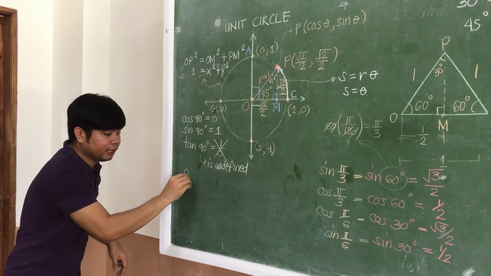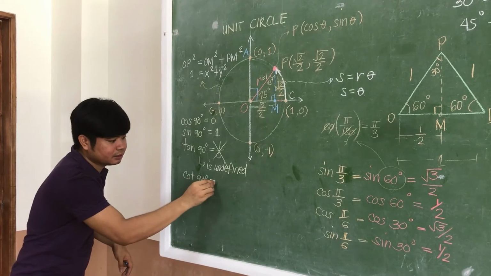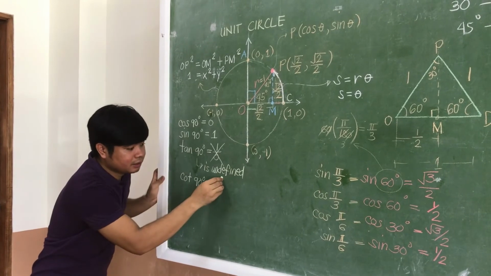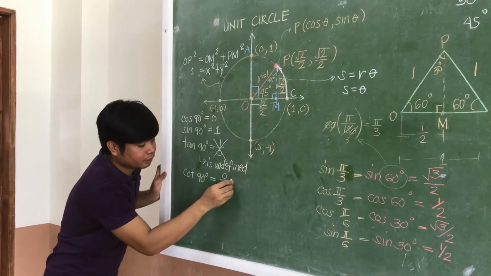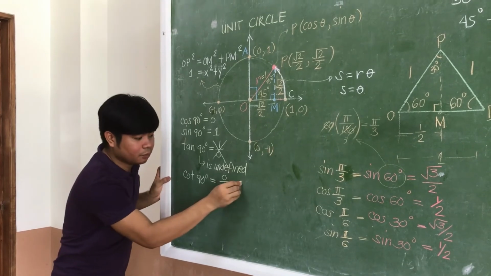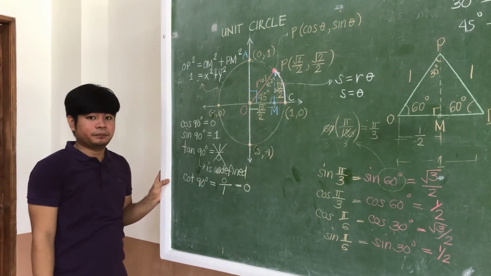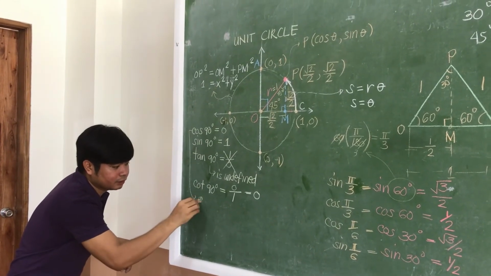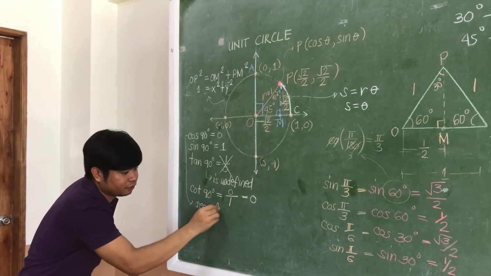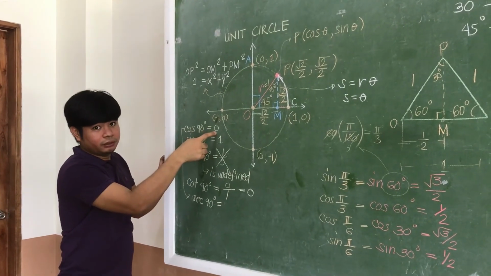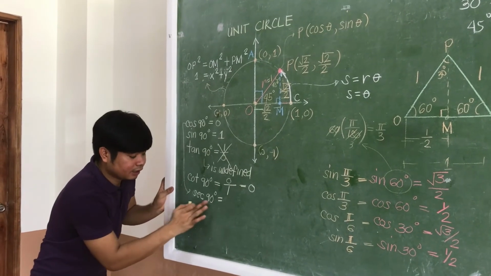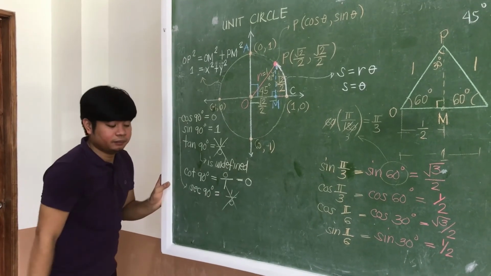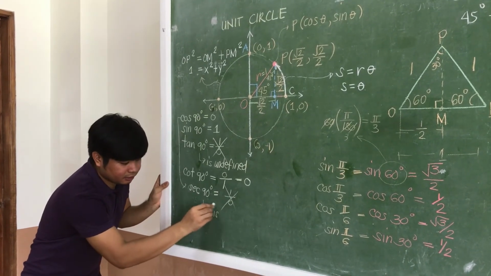What if you are asked what is cotangent 90 degrees? Cotangent 90 degrees will now be x over y. The x coordinate is 0, and y is 1. So 0 divided by 1 is 0. Now the reciprocal of cosine is secant 90 degrees. If cosine 90 degrees is 0, then secant 90 degrees would be 1 over 0, so it cannot be, right? So secant 90 degrees is undefined.